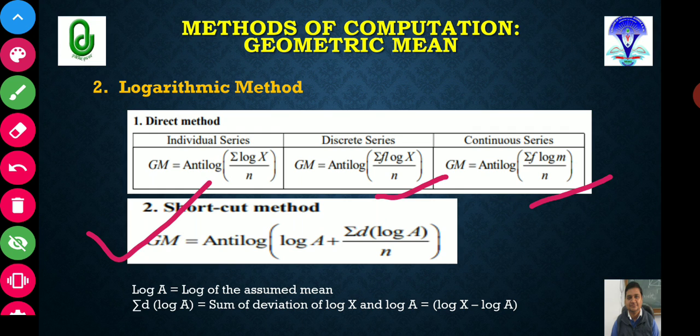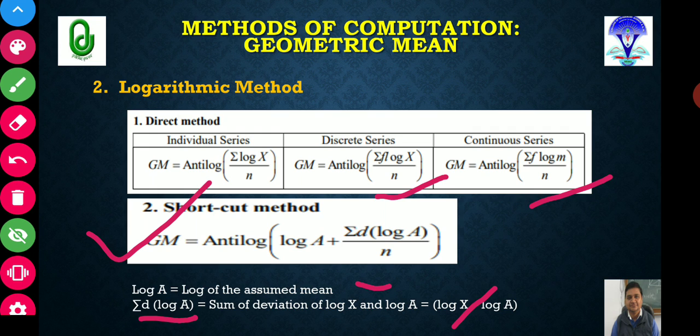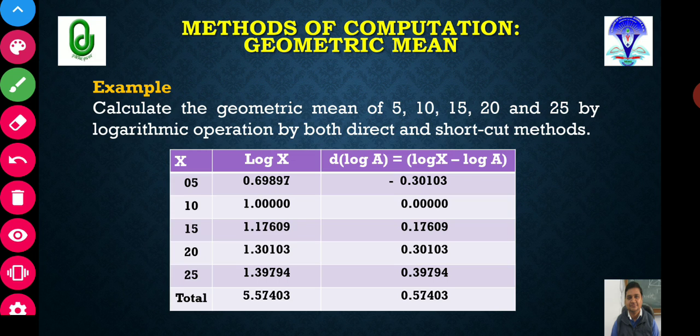I have already written that log a is the log of the assumed mean, and summation d log a means the sum of deviations of log x and log a, that is log x minus log a. So this is about the second method, the logarithmic computation method. Now we'll see one example. We have already seen the example of the root method, the example of 1, 8 and 64.